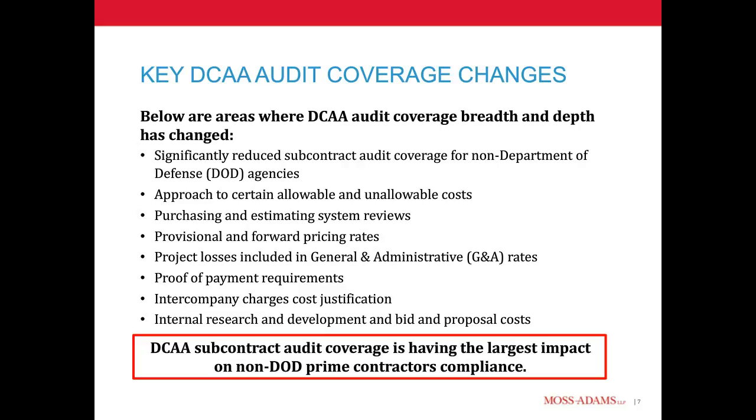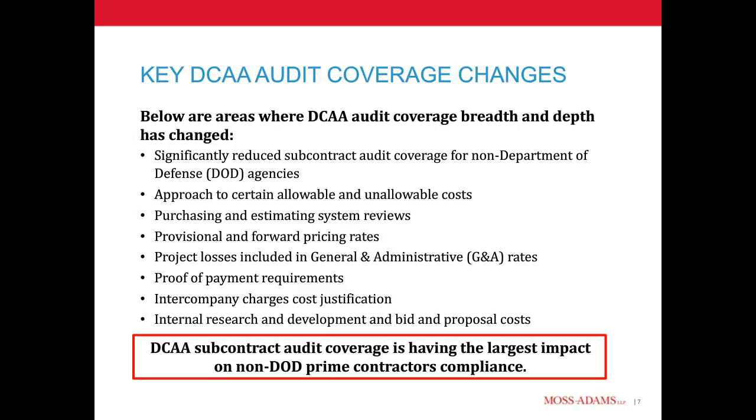Intercompany charges have become more of a risk, mainly because there are probably fewer subcontracts and more intercompany type contracts, which are basically just an internal subcontract. So DCAA reviews them in a similar manner. At the larger contractors, DCAA tries to reconcile all the costs to ensure there's no double charging.